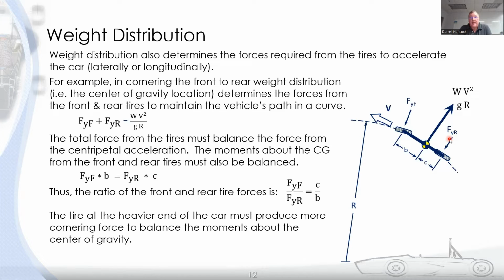So it affects the balance of the vehicle, right? So that's why weight distribution front to rear is pretty important. The tires at the heavier end of the car need to produce more cornering force to balance the moments about the center of gravity.